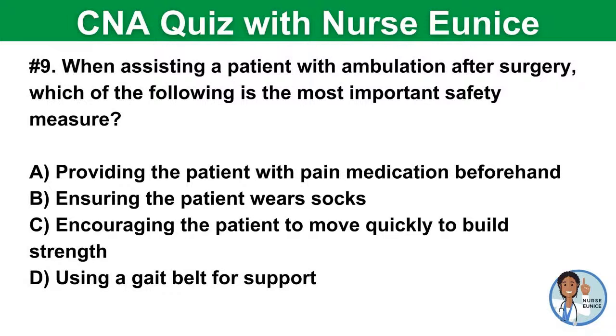Number 9, when assisting a patient with ambulation after surgery, which of the following is the most important safety measure? A, providing the patient with pain medication beforehand. B, ensuring the patient wears socks. C, encouraging the patient to move quickly to build strength. Or D, using a gait belt for support.